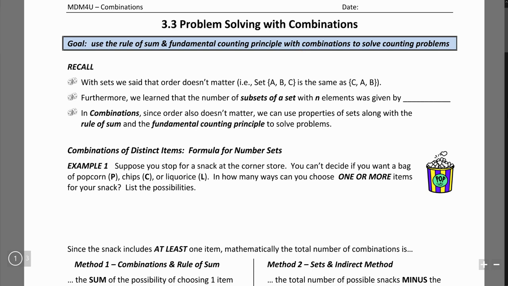3.3 Problem solving with combinations. So now we're going to combine the rule of sum and fundamental counting principle with combinations so that we can solve some counting problems. So let's recall a few things.